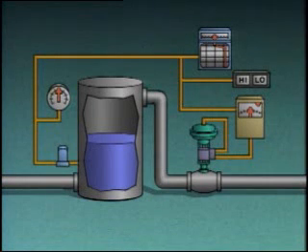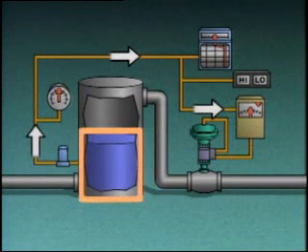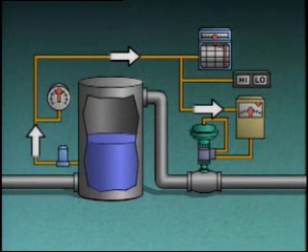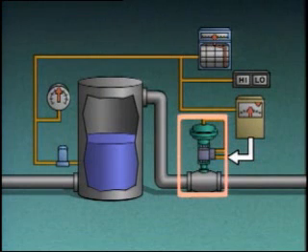Controllers are devices that initiate action necessary to regulate the value of a process variable. In this water supply system, the controller receives a signal from the transmitter. The signal represents the level of water in the tank. The controller compares the transmitter's signal to the desired water level or set point. If there's a difference between the transmitter signal and set point, the controller sends a corrective signal to the final control element. In this case, the final control element is a flow control valve.